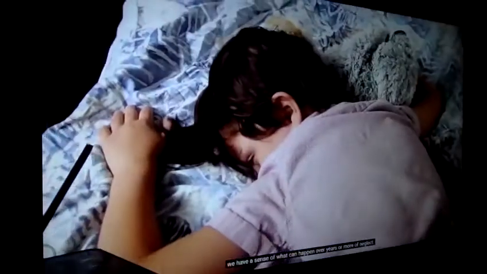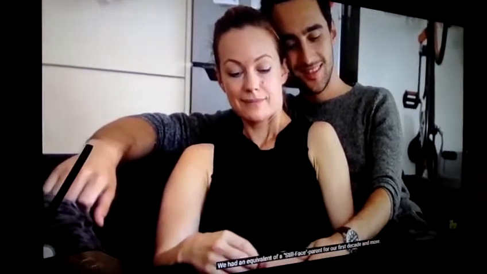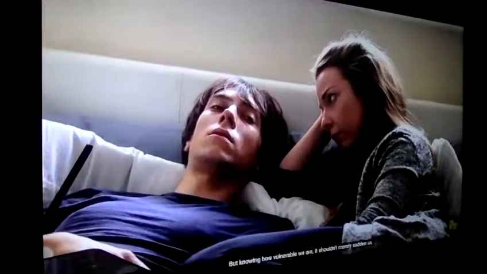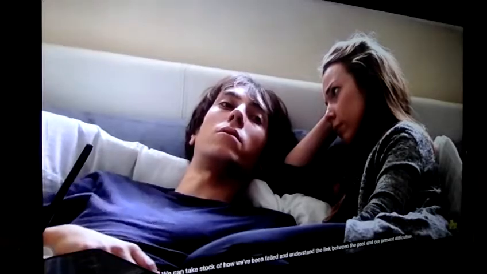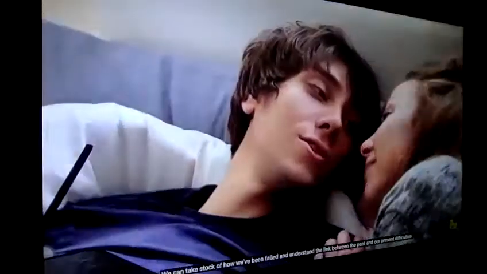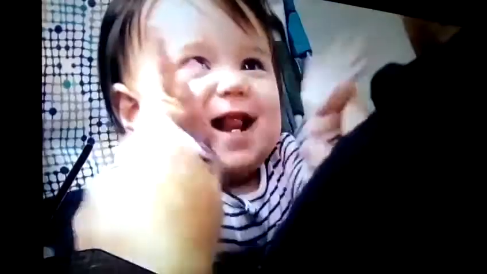If a child can get so upset over a few seconds of cold and unfeeling behavior, we have a sense of what can happen over years or more of neglect. No wonder some of us don't feel so well inside. We had the equivalent of a still-faced parent for our first decade and more. But knowing how vulnerable we are shouldn't merely sadden us. We can take stock of how we've been failed and understand the link between the past and our present difficulties.